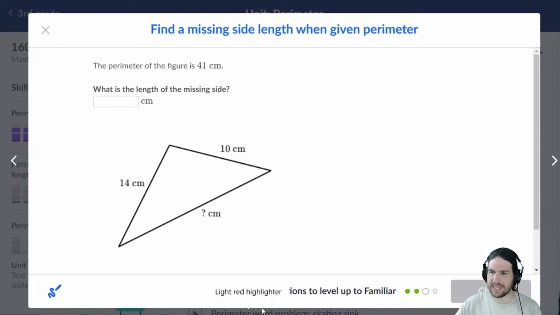41 minus 10 is 31. Minus 14, let's see, minus 15 would be 21, so 22. I'm going to double check that. 22 and 14 is 36. See, I was wrong. This is why I double check my arithmetic. Why am I having a hard time with this? 41 minus 14 is 27, and 27 minus 10 is 17. Okay. Happens to everybody.